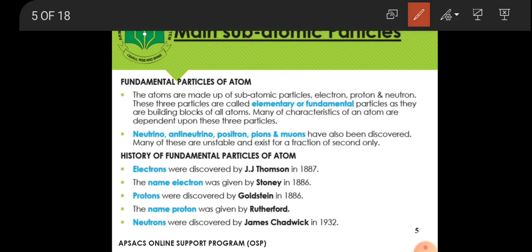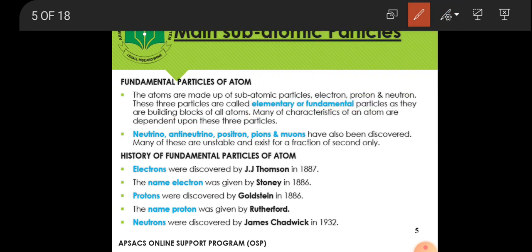Students, let's discuss the main subatomic particles of an atom. The subatomic particles of an atom are electron, proton, and neutron. These particles are also known as the elementary particles or the fundamental particles. Why? Because these particles are present in all the atoms. They are the building blocks of all the atoms, and the characteristics of an atom depend upon these particles. That is why these particles are known as the elementary particles or the fundamental particles.